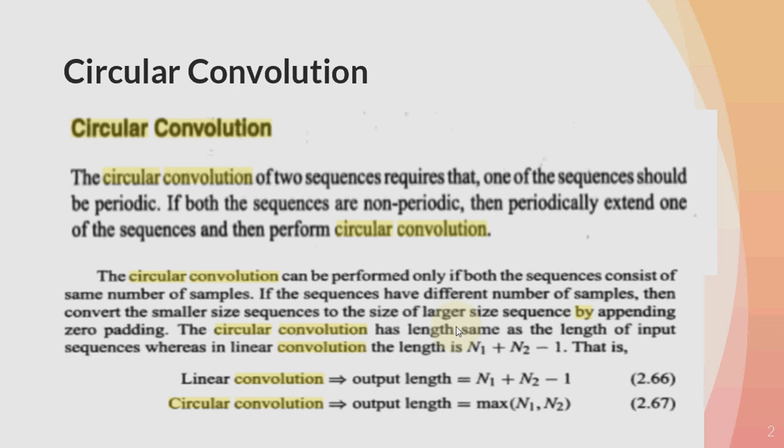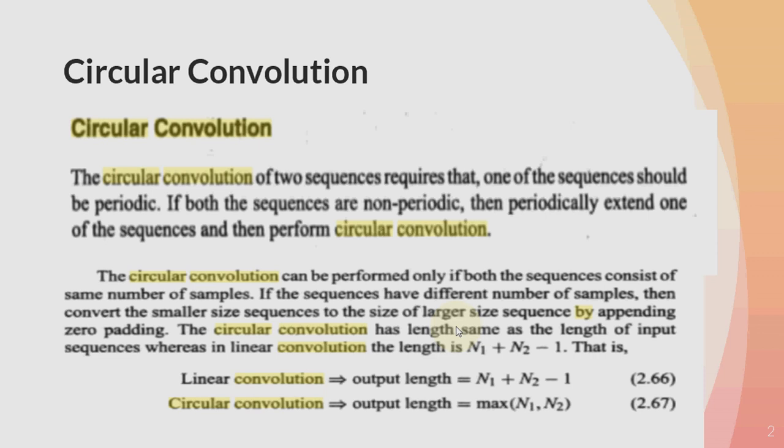The circular convolution has the same length as the input sequences, whereas for the linear convolution the length is n1, that is the number of samples of the first input signal, plus n2, the number of samples of the second sequence, minus 1. So for the linear convolution the output length is n1 plus n2 minus 1, and for the circular convolution the output length is the maximum of n1 comma n2.